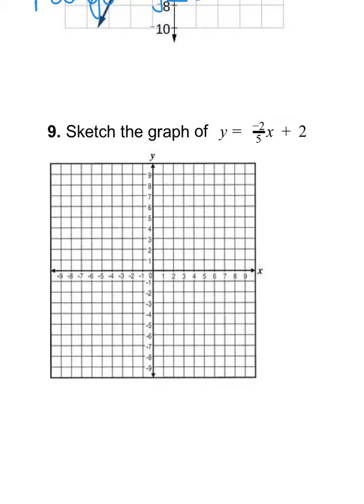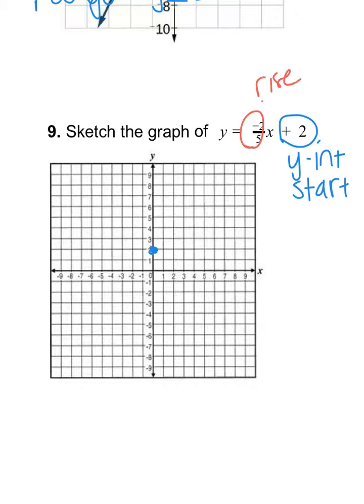On number 9, it says to sketch this graph. So keeping in mind what we just discussed, your y-intercept is your starting point. So we're going to start at positive 2. And then our slope is our rise over the run. So our slope is down 2 and over 5. So down 2 over 5. Put your dot there, and then just draw your line.